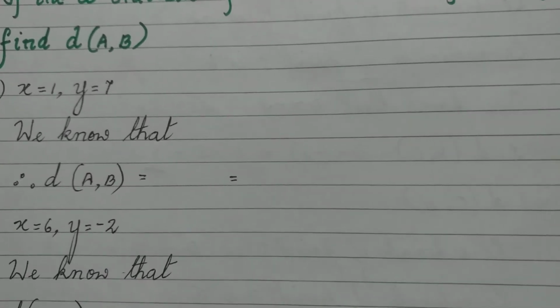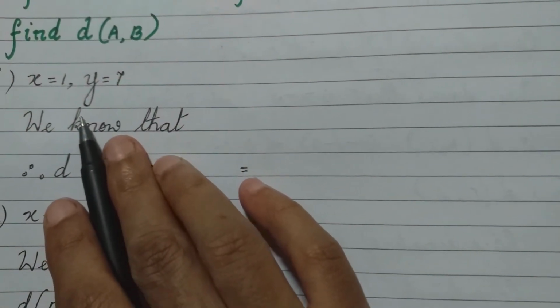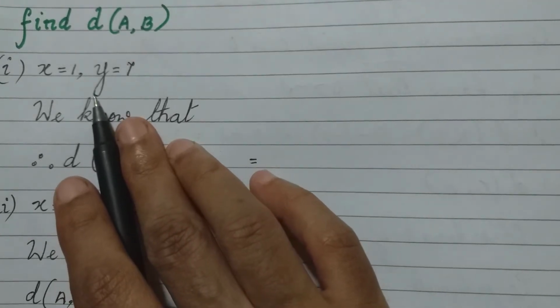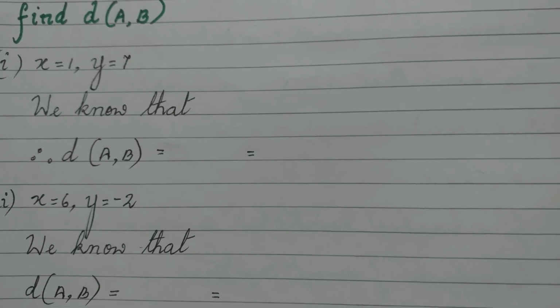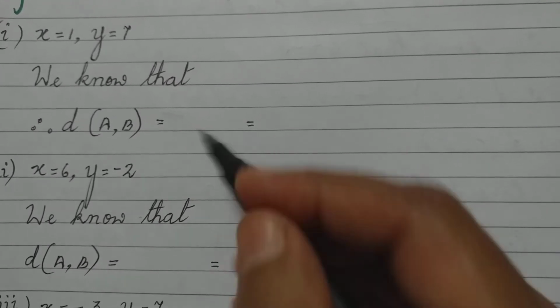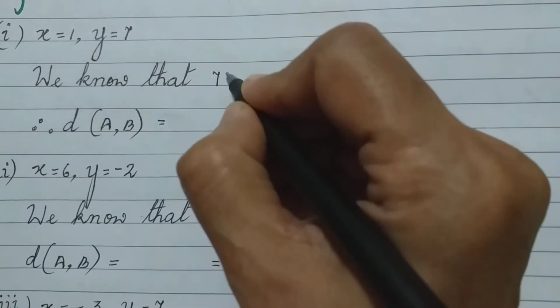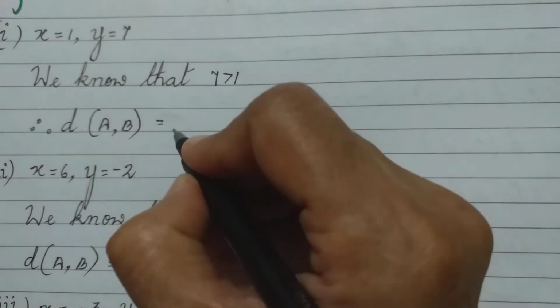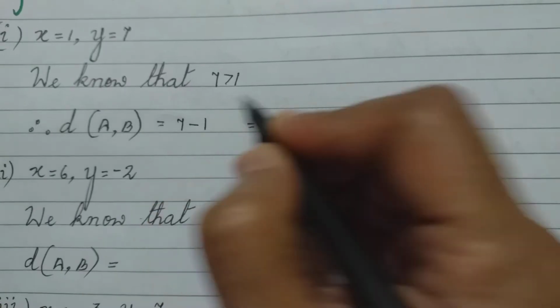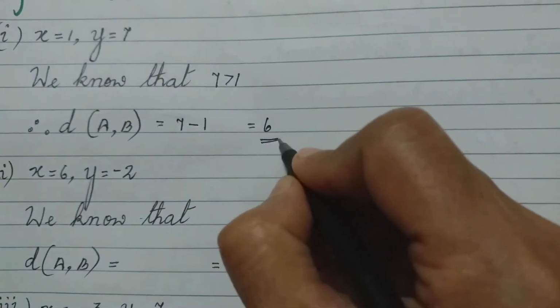So here, in the first sub question, they have given x is equal to 1, y is equal to 7. Among 1 and 7, 7 is greater than 1. So we know that 7 is greater than 1. Therefore, the distance between the points A and B is 7 minus 1, which is 6.